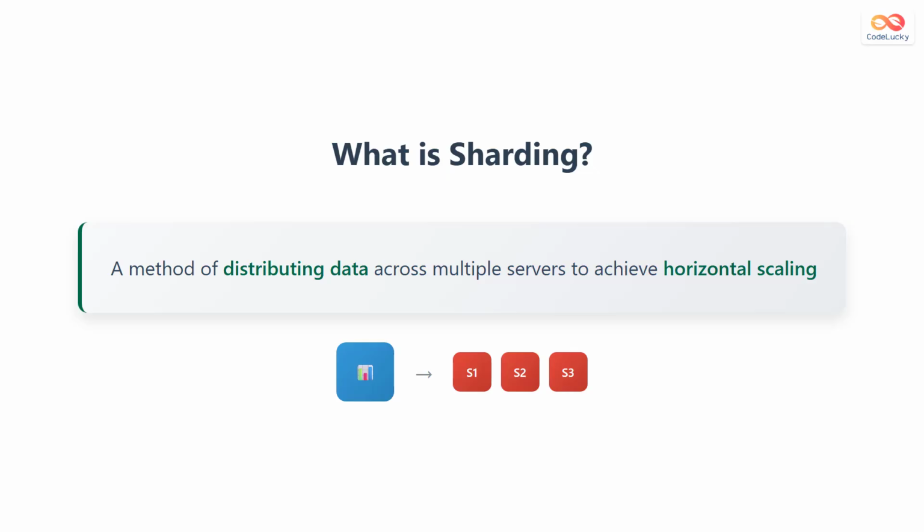So, what exactly is sharding? Sharding is a method of distributing data across multiple servers to achieve horizontal scaling. Instead of relying on a single powerful server, sharding allows you to split your data into smaller, more manageable pieces and store each piece on a separate server. This approach significantly improves performance and scalability.